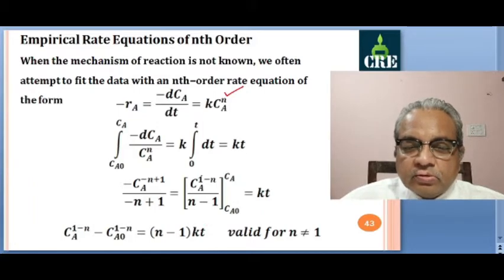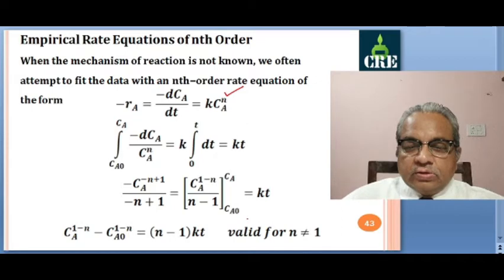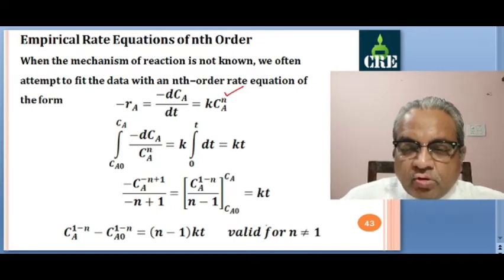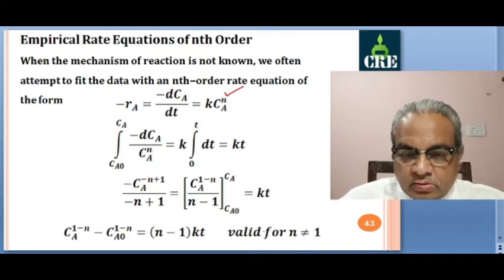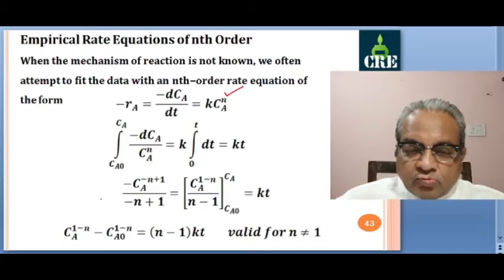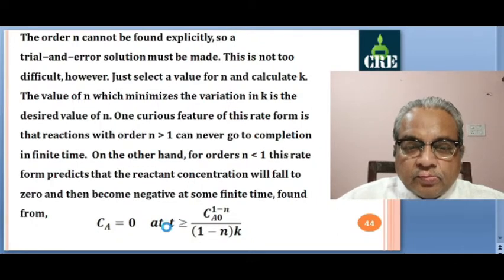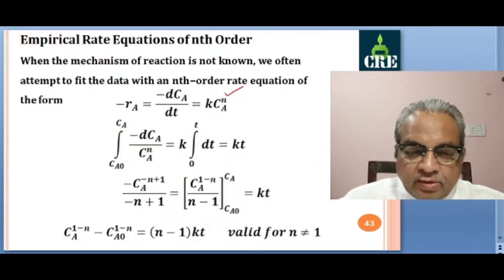We are left with this term, the constant term we have taken on the right hand side: CA raised to 1 minus n, limits are CA0 to CA. So the upper limit CA raised to 1 minus n minus the lower limit CA0 raised to 1 minus n is equal to this. Now this is valid for all values of n except n is equal to 1, because for n is equal to 1 the right hand side becomes 0. So this is the general integrated form.